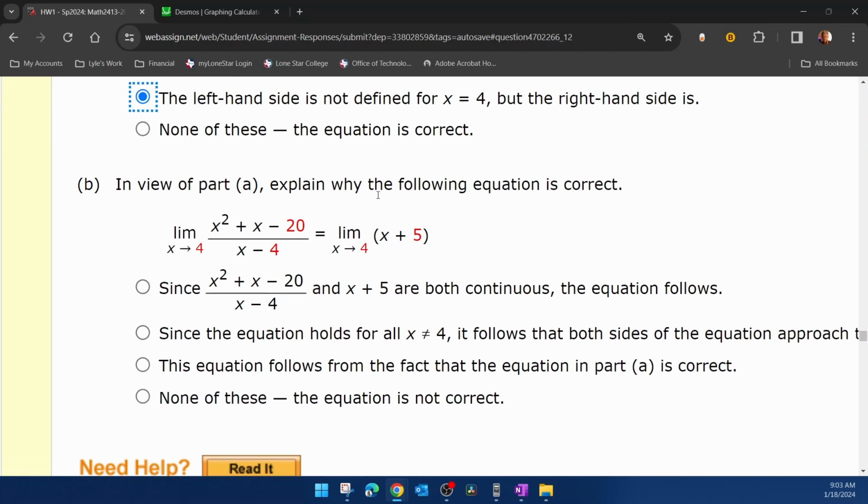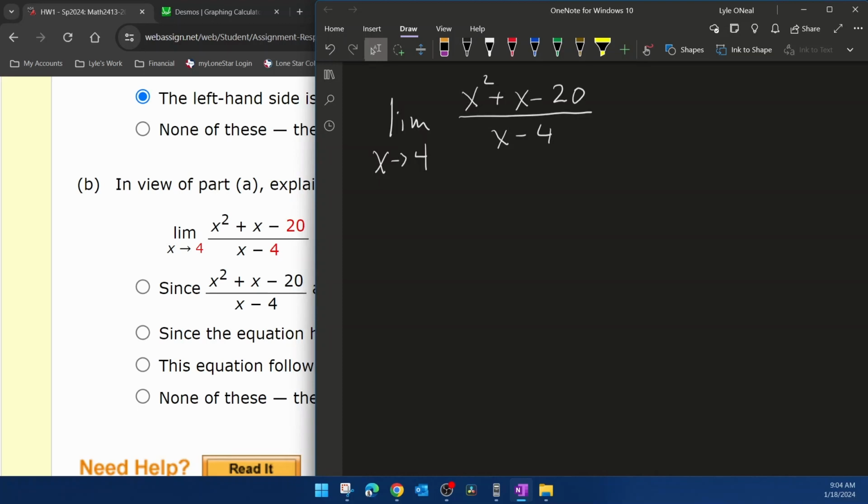Now, part B. In view of part A, explain why the following equation is correct. You see, the minute that you throw in the limit, it doesn't care what happens at 4. It only cares what you approach. And so we're going to show you how this actual equation is true once you include the limits. All right, so considering this left-hand side with the limit included, we're going to use that factorization that we looked at just a second ago to factor the numerator as x plus 5, x minus 4.